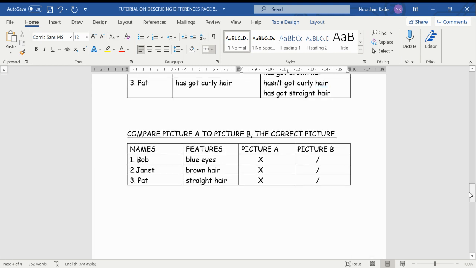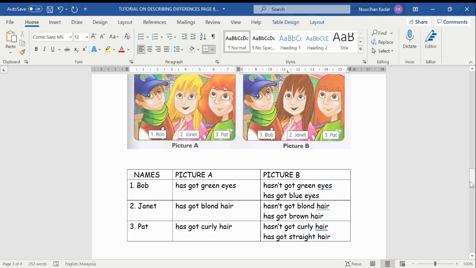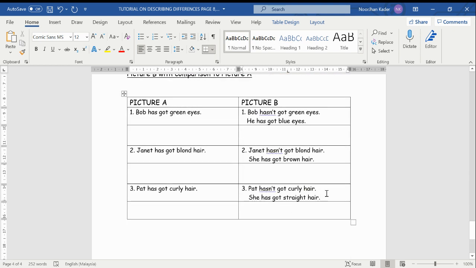Okay, then the third one. Wait, let me show you also the picture so that it'll be easier and clearer for you to see. Okay, Pat hasn't got curly hair. She has got straight hair. Okay, let's check. Pat hasn't got curly hair. She has got straight hair. Okay, good. We have got everything correct.